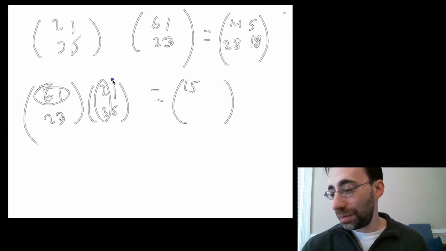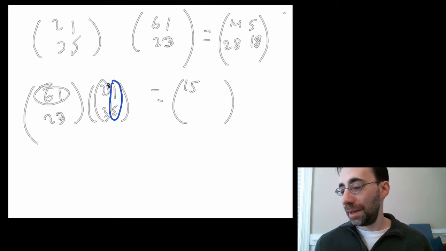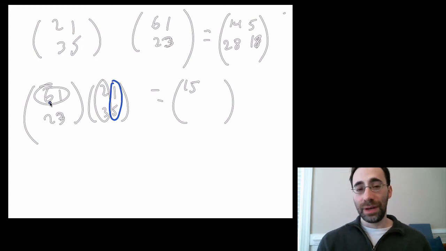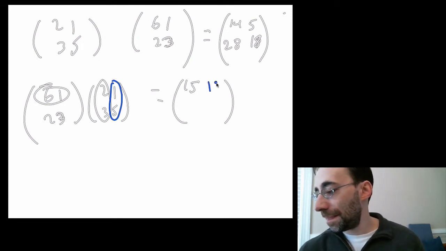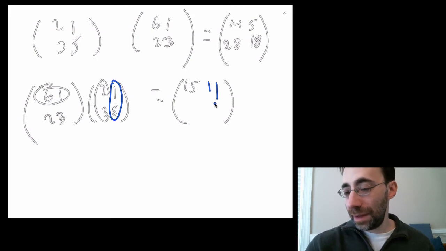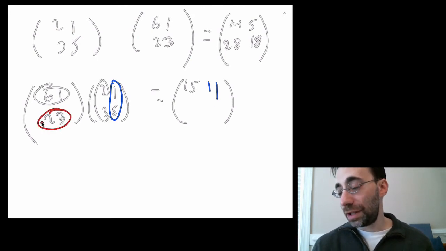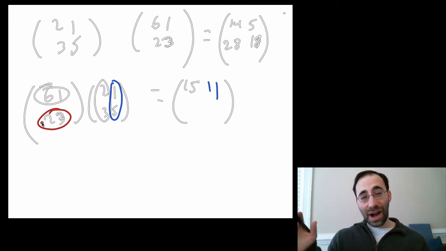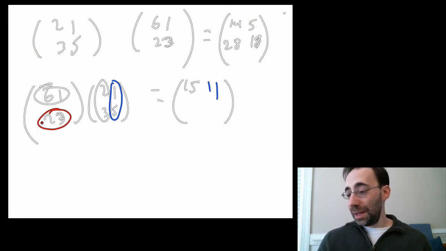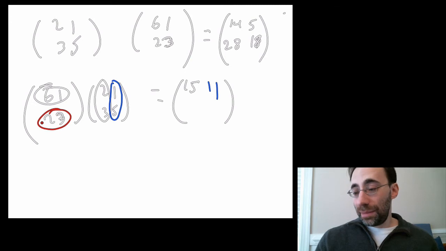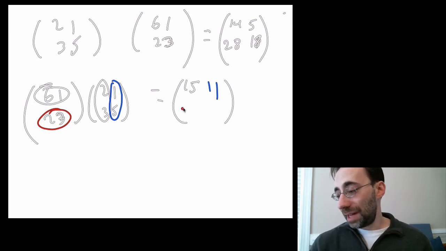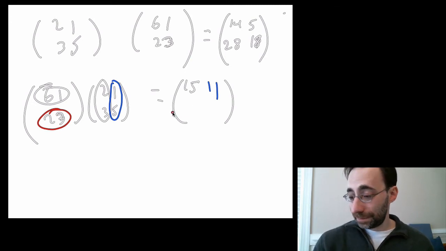Now I can do the second one. So the first row times the second column. So that's 6 times 1 is 6. 1 times 5 is 5. 6 plus 5 is 11. Again, different. Now we'll go to the rows. That's all the columns we have because we've used every single column in the second matrix. Now we'll go in the second row to populate the second row over here.